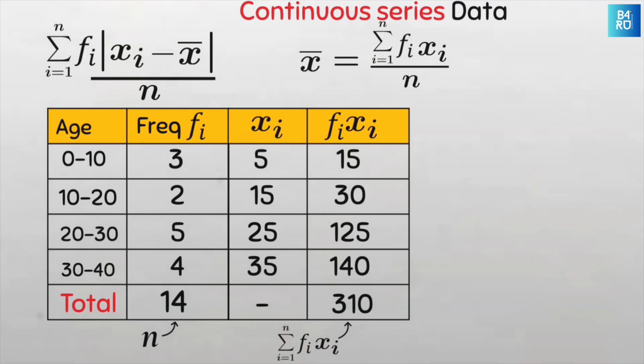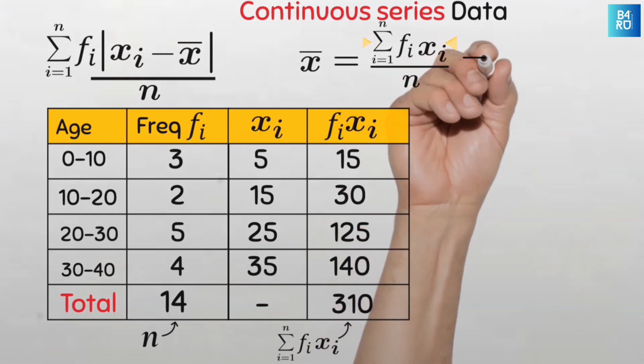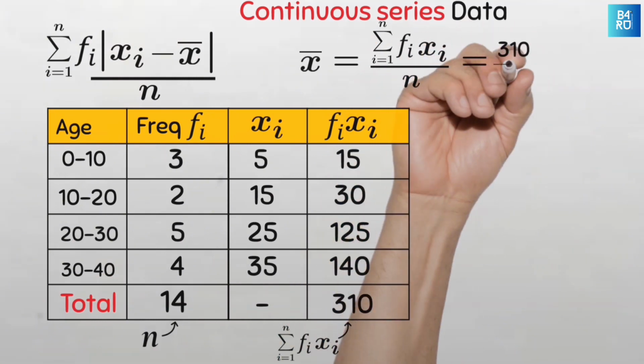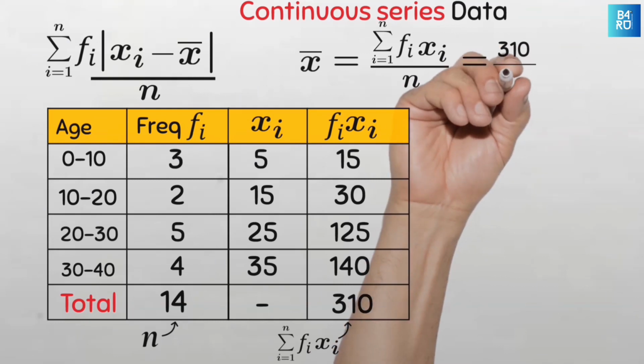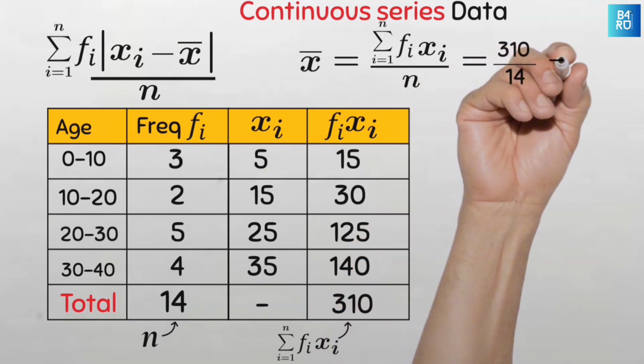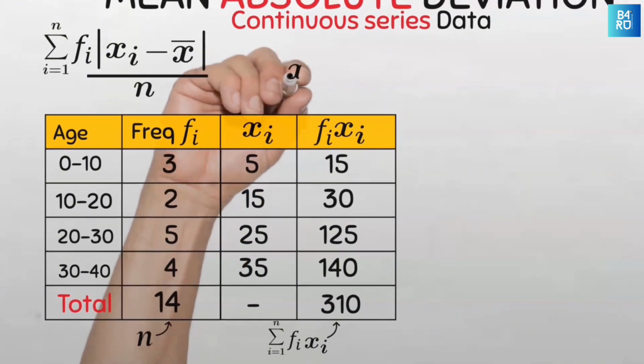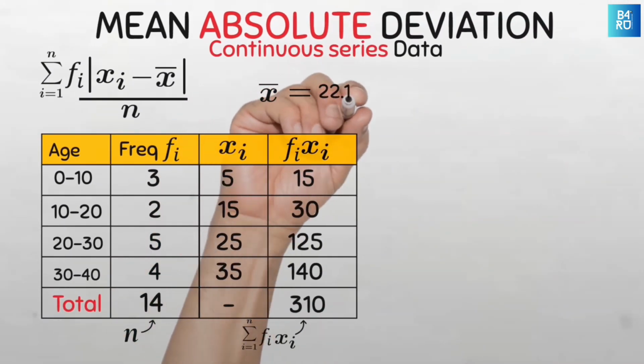So we already have the numerator of this formula as 310, and then we'll divide by the number of data values, that is n, and we know n is equal to 14. Right? So 310 divided by 14, that's 22.14. So our mean, that's the x bar, is 22.14 months.